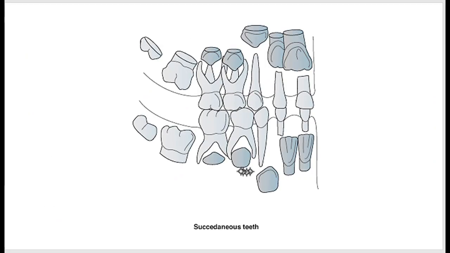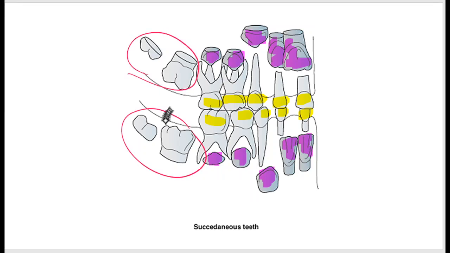So this is just a picture to show you a little bit of how the succedaneous teeth are coming up. You can see this is all the primary dentition, the baby teeth, and then we have the permanent dentition coming up, and you can see all of these teeth are replacing other ones. So these are the succedaneous teeth, while the molars are not replacing any teeth, so they're erupting on their own, so we consider them as non-succedaneous teeth. Okay, and again that's for the permanent dentition.